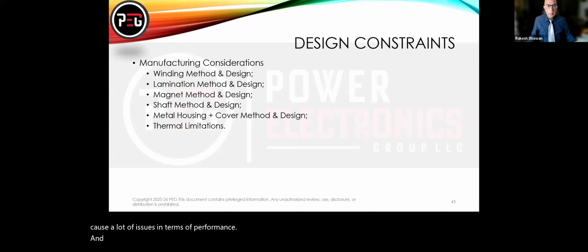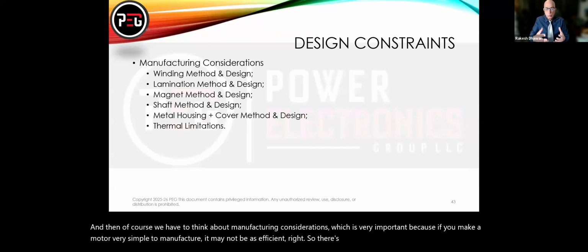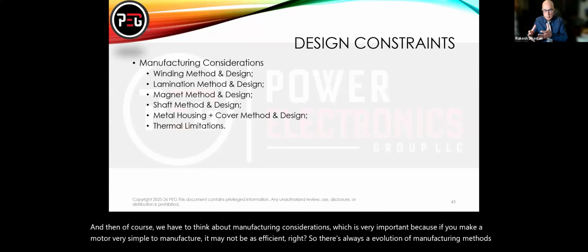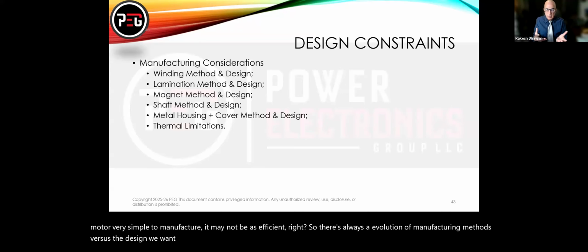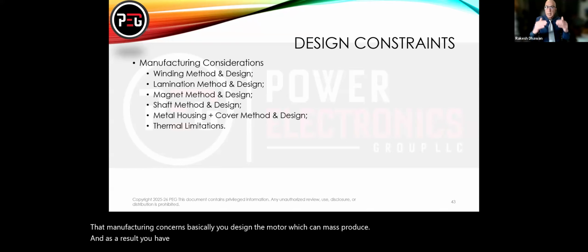And then, of course, we have to think about manufacturing considerations, which is very important, because if you make a motor very simple to manufacture, it may not be as efficient, right? So there's always an evolution of manufacturing methods versus the design we want. There are certain very clever manufacturing methods where we can achieve both. But most of the time, you design the motor so it can be mass produced. As a result, you have to dumb down your design as long as it meets the customer requirements.